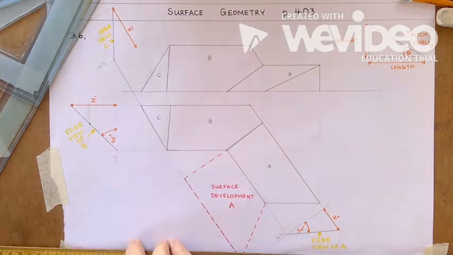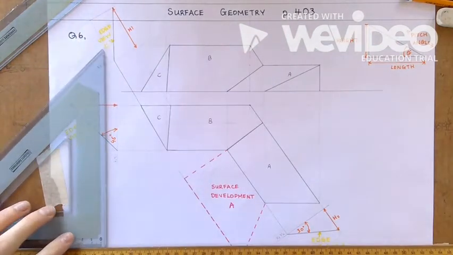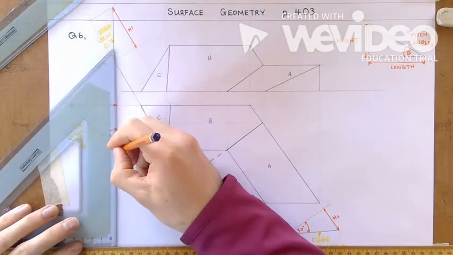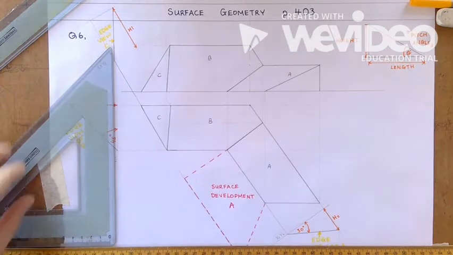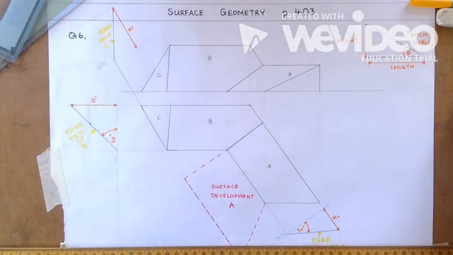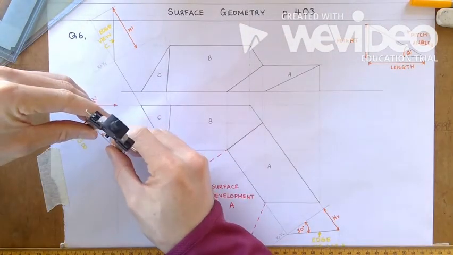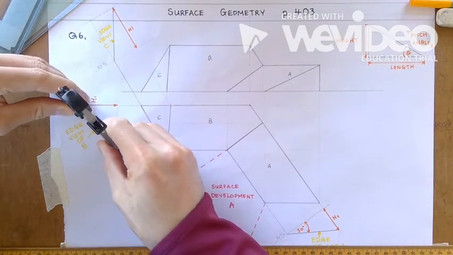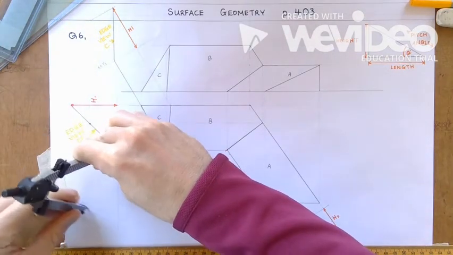So again, what I'm going to do is extend down my x1, y1 line here, and I'm going to take the length of that and rotate that out here.